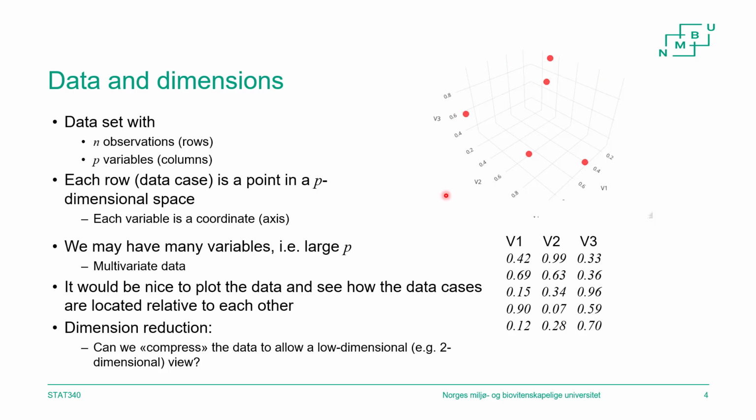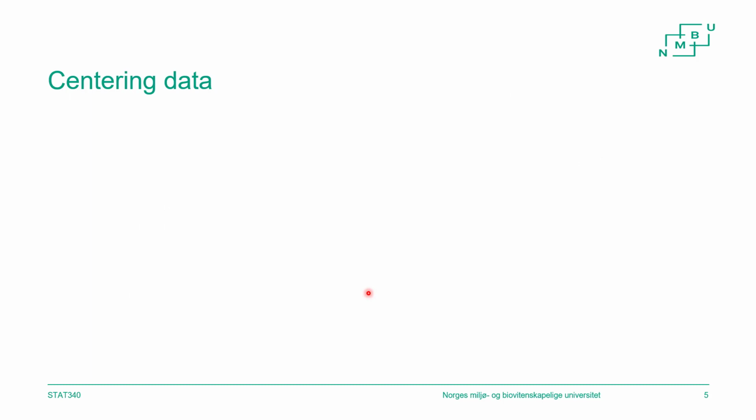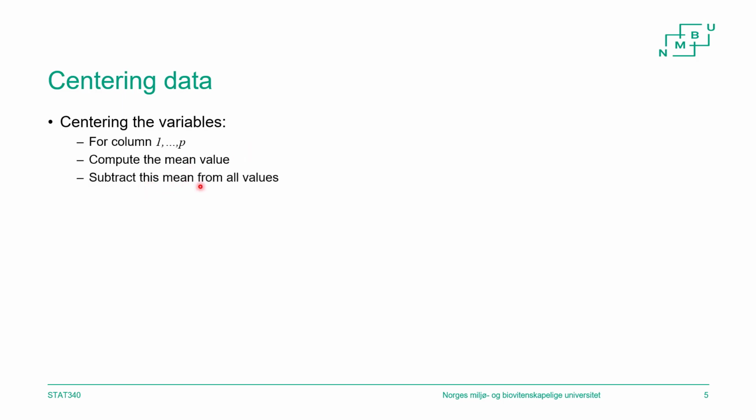Right. So even if we have high dimensional data, we want to try to plot them in a meaningful way. That's exploratory data analysis. Centering the data. Yeah, this we talked about also last week at the very end of last week's talk, but let me just repeat it. So centering the variables means for each column 1, 2, 3 up to P, compute the mean value of the column, and then subtract the mean from all values in that column. So you do this for each column separately, right?